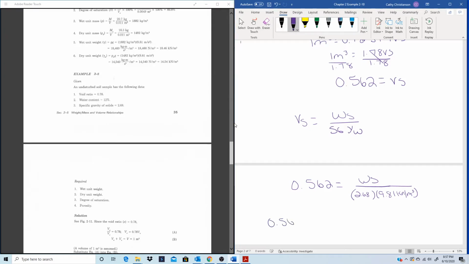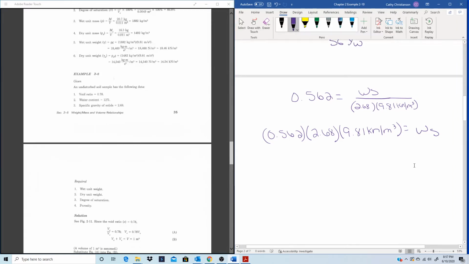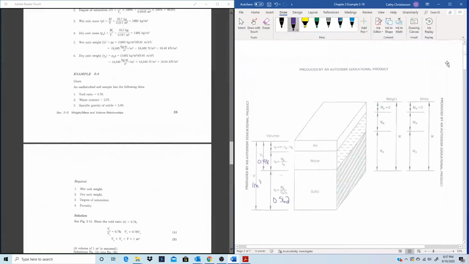Okay, so we'll solve for the weight of the solid now. So 0.562, multiply that by your specific gravity times unit weight of water. So the weight of the solid is 14.775. I'm not going to round it up. That equals the weight of the solid. So I'm going to go ahead and scroll back up and put that in. That is 14.775.